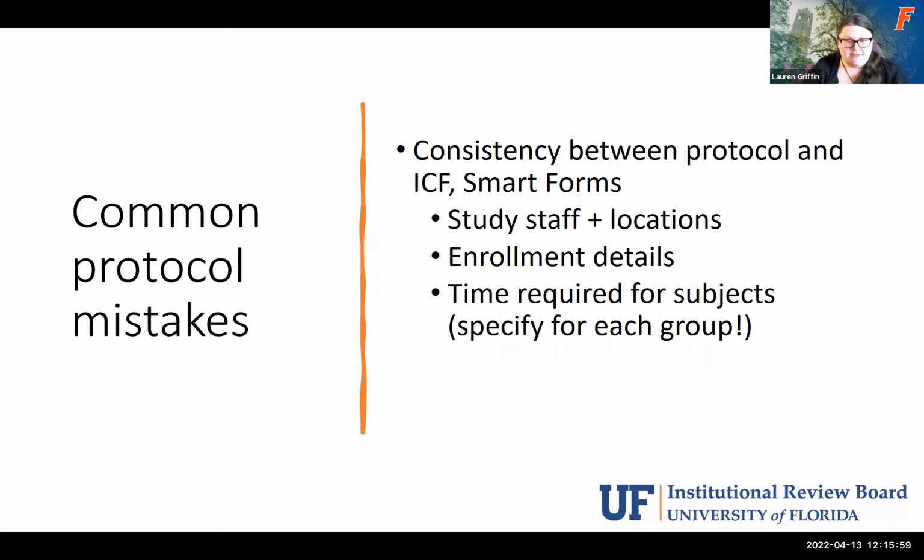So specifically study staff and locations, we see it somewhat frequently there. Enrollment details: if you say you're going to be enrolling people from 18 to 75 in your protocol, and then you get to that SMART form and you say 18 to 80, we need to know, is it 75 or is it 80? So that'll be something that IRB staff, when you go through pre-review, will flag and ask you to make clear. And then the time required for subjects.